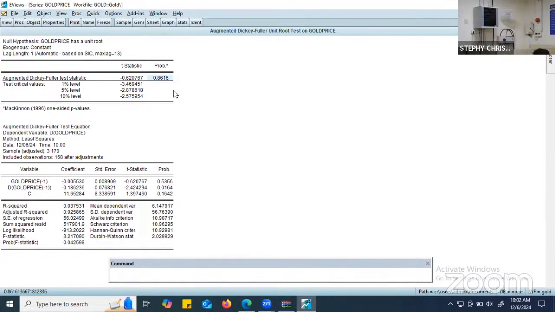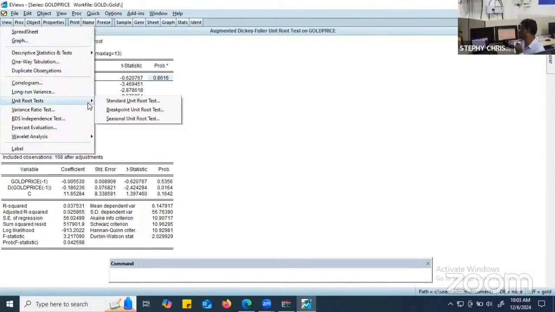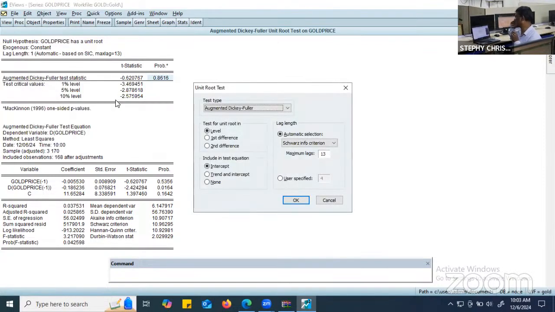Very simple. Click view. Have you seen the view button in the corner? Click view. I told you yesterday, it's the conventional unit root test, the standard unit root test. Click here. Now first difference. You need not convert into first difference. EViews will automatically consider the differenced data. Okay, click first difference. Click OK.